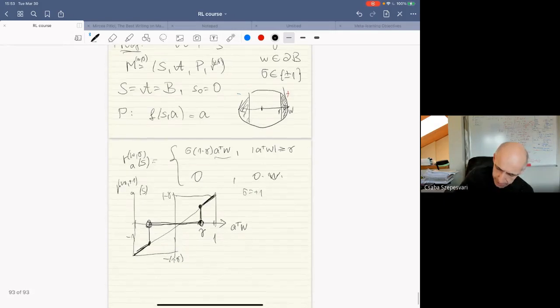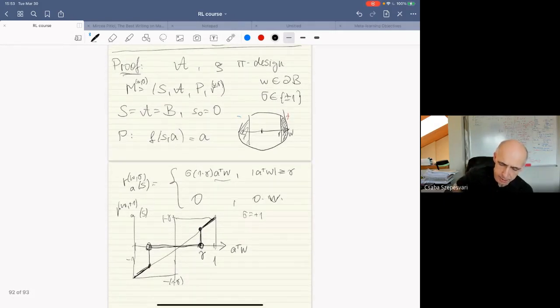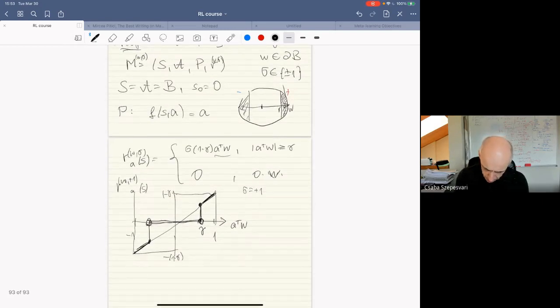Okay, so what's the target policy? We need to feed the algorithm with a target policy as well. It's going to depend on W. It doesn't depend on sigma, but it depends on W. It's going to be this policy: you take the state, you take the inner product with W, divide by gamma, multiply with gamma, if this inner product is less than gamma, and you return the state otherwise.